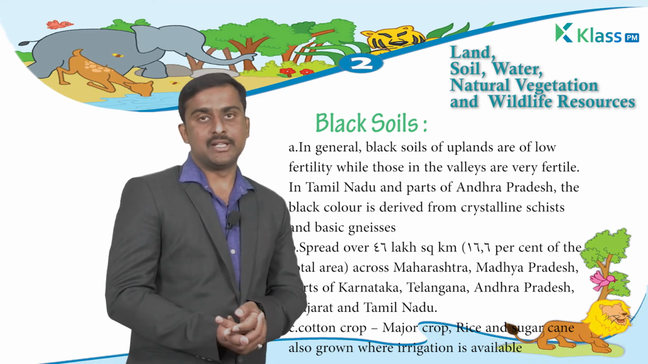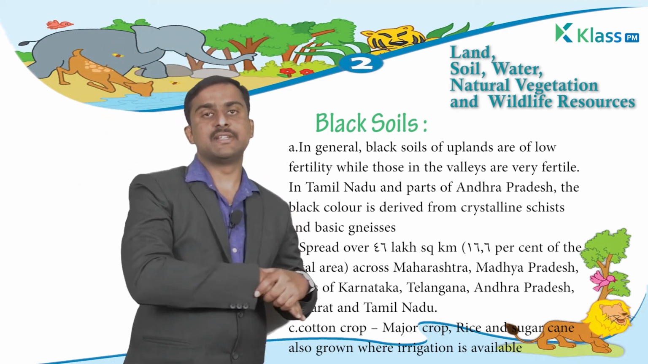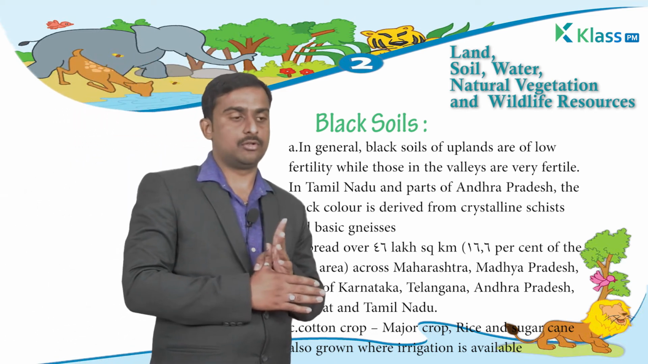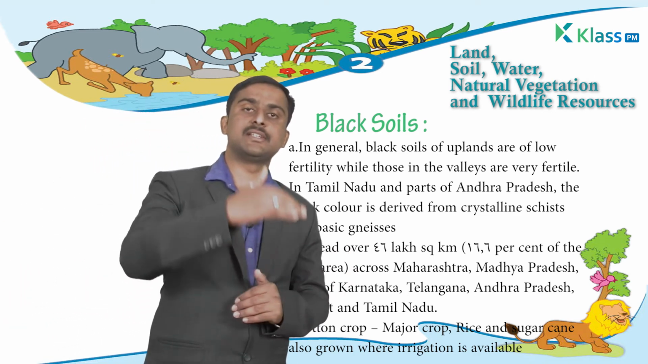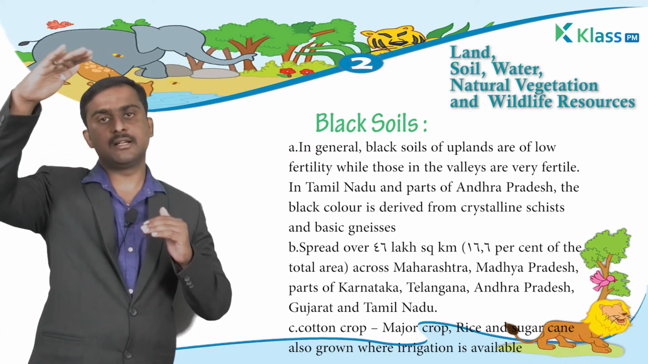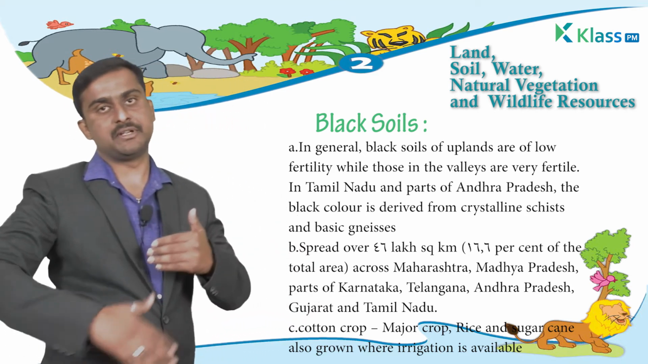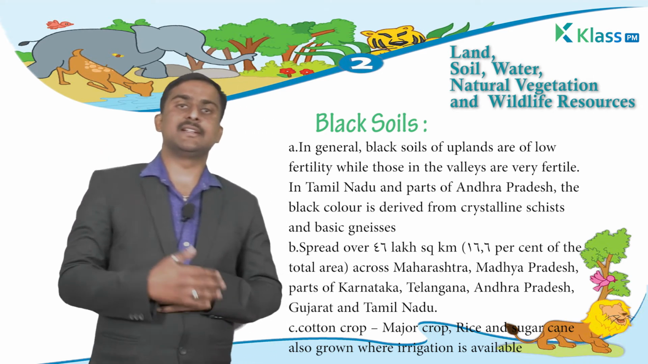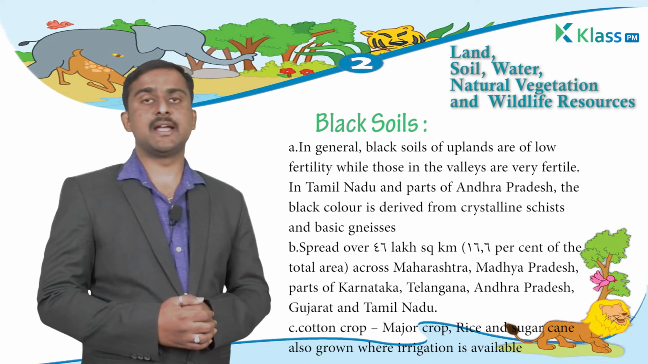In general, black soil in uplands, like hilly regions or land at higher levels, is low in fertility, and the soil in valley or sloping areas will be more fertile than the soil in hilly areas. So the black soil found in hilly areas or higher-level lands is not as fertile as the black soil present in the valley areas. This is how the fertility of black soil is explained, and next, in which parts of India black soil is present and how it appears.